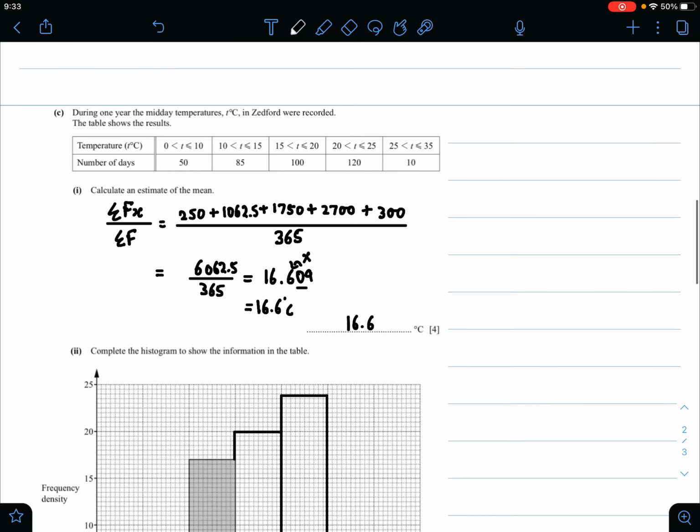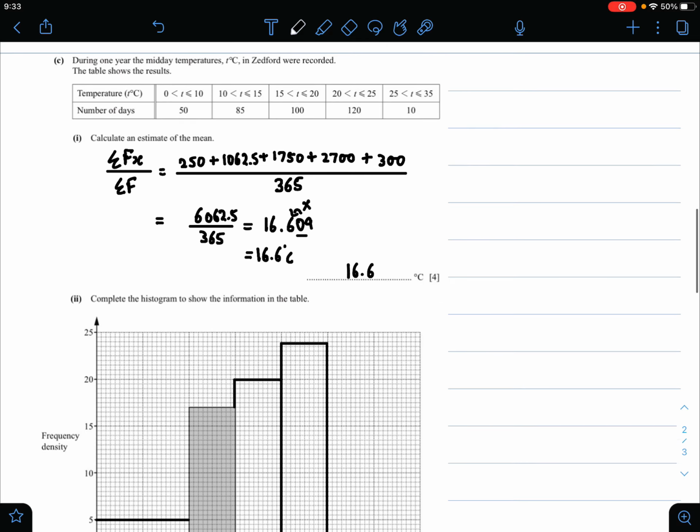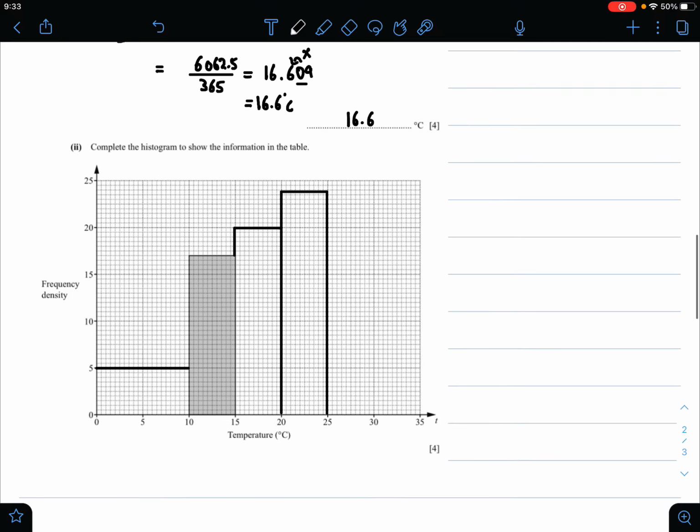And the last one now, the class width is 10 and the frequency is also 10. So your frequency density will be 1. That is right here. And your class width, which is 10, will go up to 35. So this would be your final histogram, and therefore this would be your final answer for part C2 of this question.